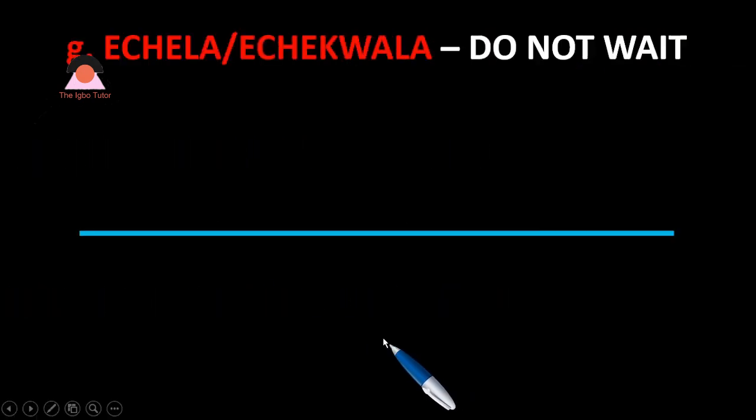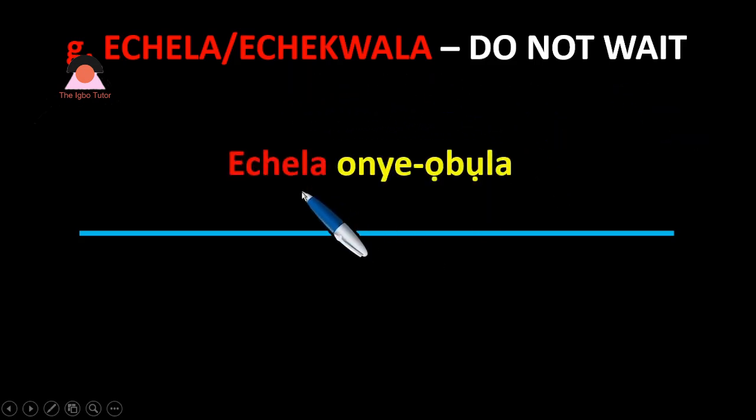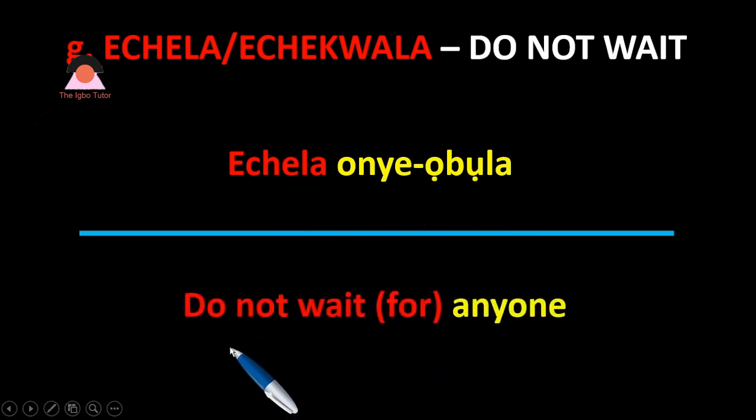Okay, let's move on to a command again, or instruction not to wait. I told you earlier that you can just write echela or echekwala. In the first example, I explained that you can have it this way, echela, or express it fuller by saying echekwala. Both are correct. Do not wait. Sentence example: Echela onye ọbụla. What does this mean? Do not wait for anyone.